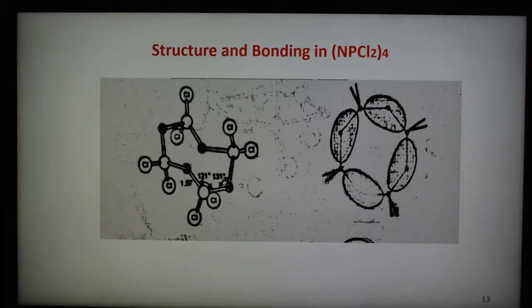On the basis of that, we can suggest the structure for this compound. 4 nitrogen atoms and 4 phosphorus atoms form a chair-shaped ring using their hybrid orbitals. Each phosphorus uses its 2 hybrid orbitals to form sigma bonds with the 2 chlorine atoms. Each nitrogen atom has an unpaired electron in the pz orbital, while each phosphorus atom has 1 unpaired electron in its 3d orbital. They overlap laterally, forming the pi electron cloud.